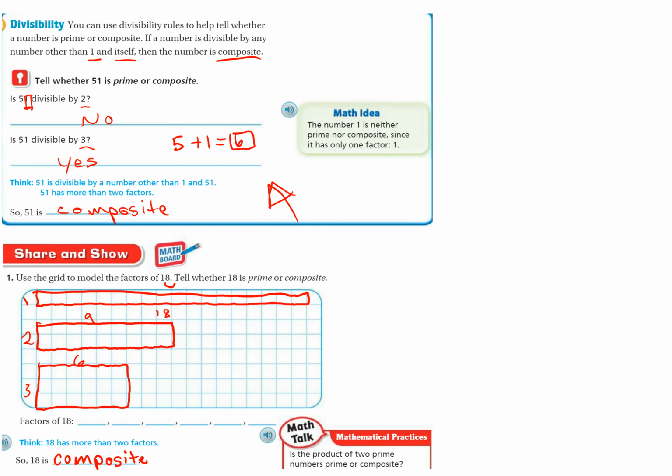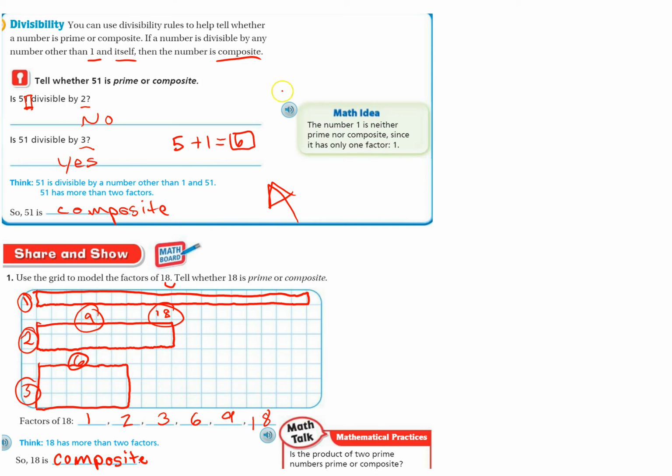Let's see, are there any other ways? What about 4? 4, 8, 12, 16, 20. Nope. What about 5? 5, 10, 15, 20. No. 6. Yep. 6, but I already got it, so that tells me I'm done. So now it also wants me to list the factors. I'm going to do it in numerical order. So here are my factors. And in number order, they would be 1, 2, 3, 6, 9, and 18.